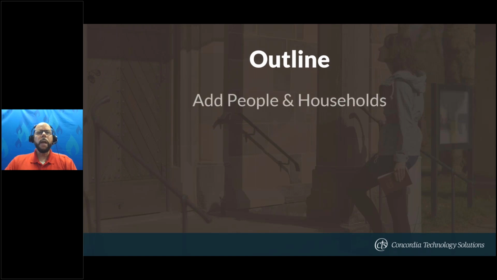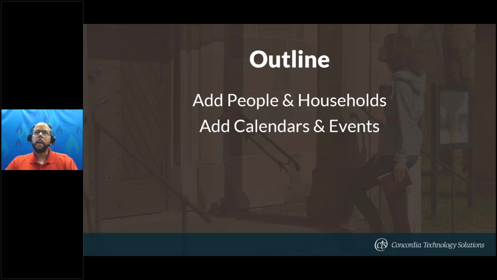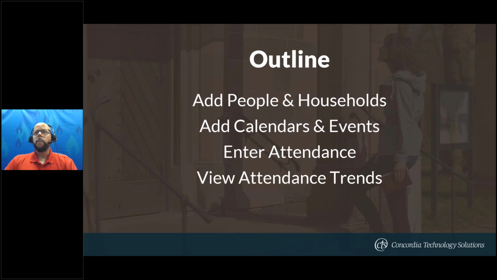So a little bit of the outline today, we'll be looking at adding people and households in here. And we're going to look at how you add a calendar, and then events to the calendar. And then, of course, entering an attendance. And then we'll also be looking a little bit at viewing attendance trends. And then there'll be a time, of course, for questions and answers at the end. So all of that is available for us. You can certainly ask questions throughout, and I will be here to answer them. So just put them in the chat area, and I'll be glad to help.